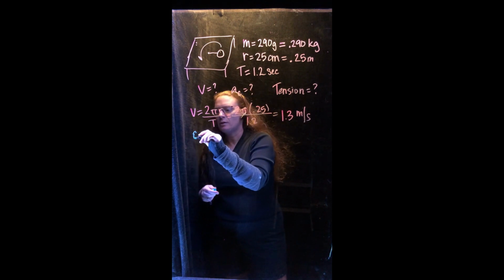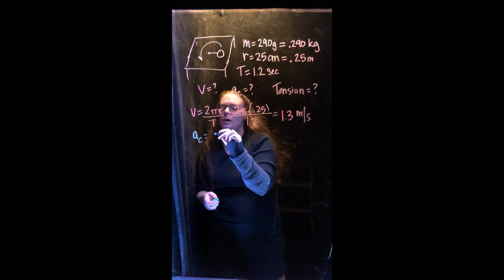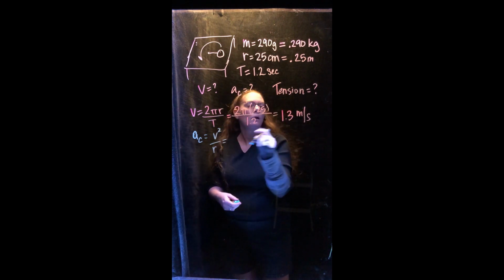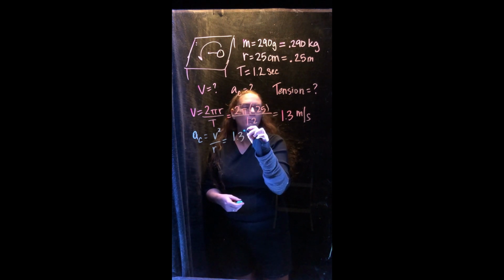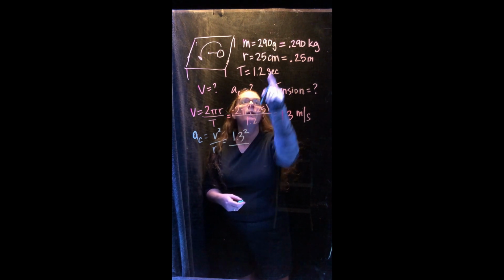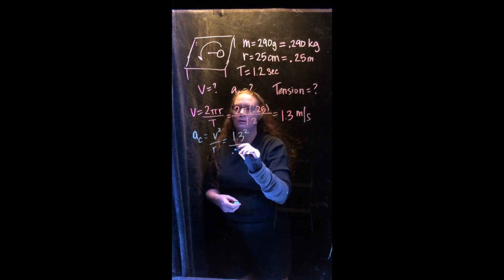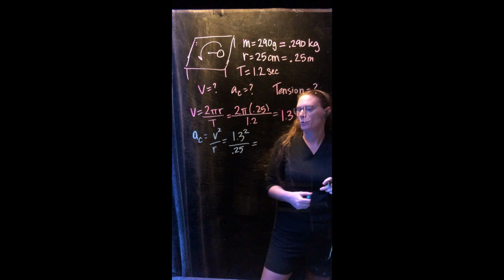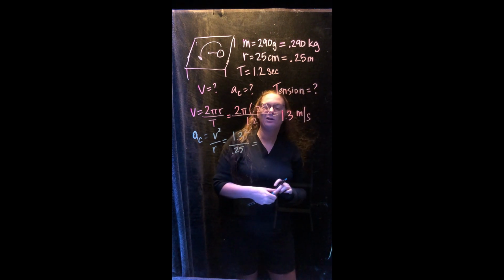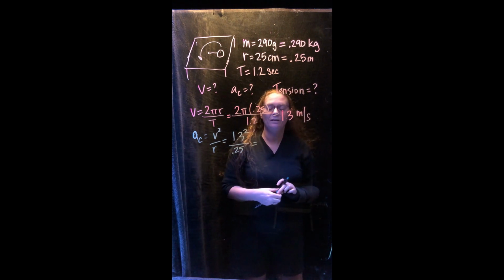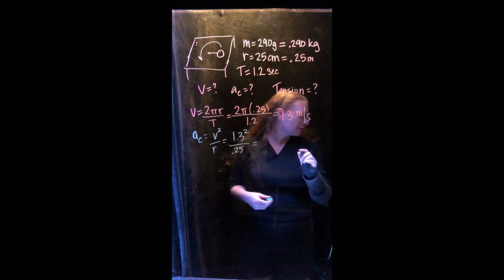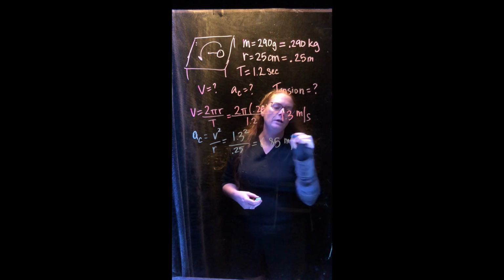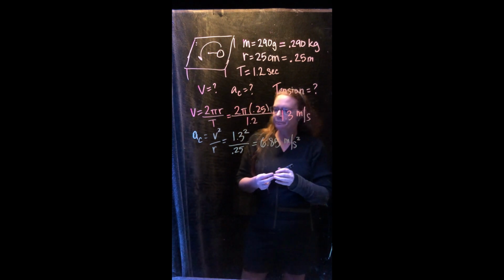Acceleration. Centripetal acceleration. Apparently I'm doing blue now. That is velocity squared, speed squared, over the radius. 1.3 meters per second squared over the radius, 0.25 again. And what do you get for that? Something less than 6? Oh, a little over 6. 6.85 meters per second squared is what I got.